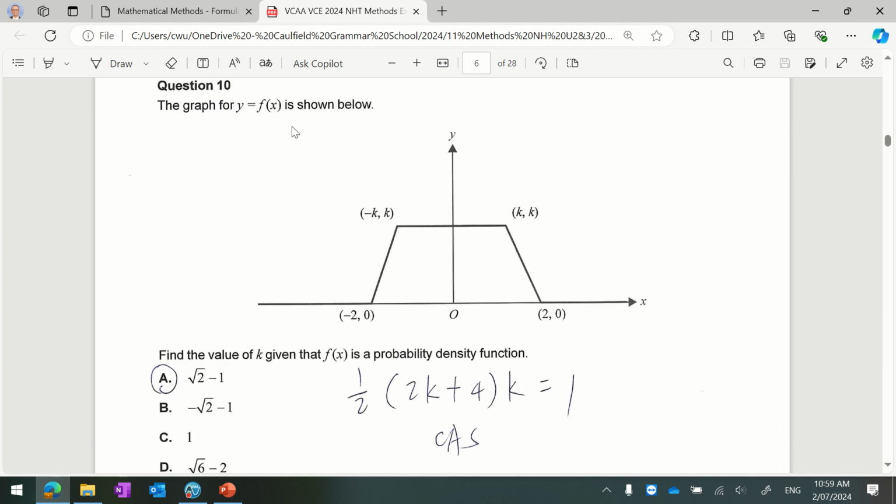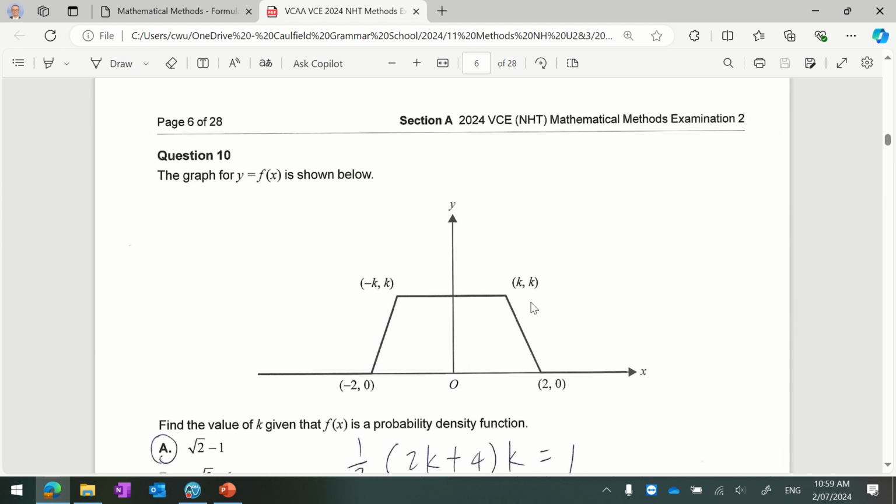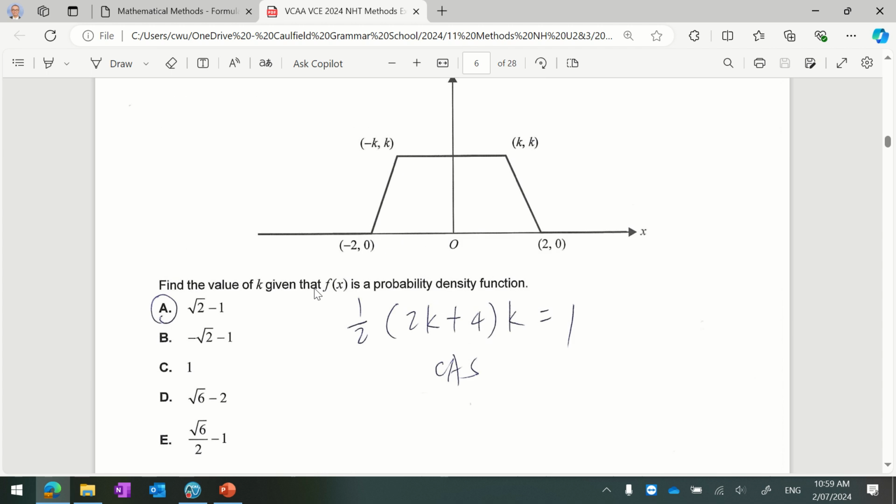Okay, and then you have a function f of x. It's a weird looking function. And then find the value of k for which this is a probability density function. So to be a probability density function, the area between the graph and the x-axis needs to be 1. So we just need the area under the graph, between the graph and the x-axis.